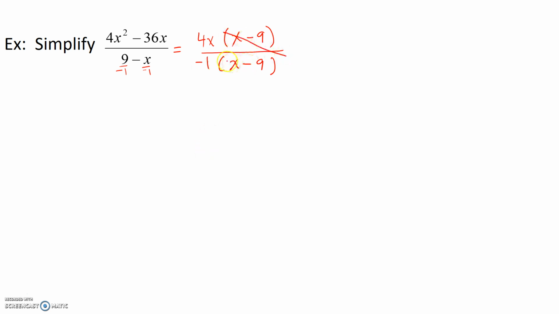Now the x minus 9 over x minus 9 is the common factor, which means we're left with 4x divided by negative 1. Remember that a positive divided by a negative is a negative, so 4x divided by negative 1 is simply negative 4x.